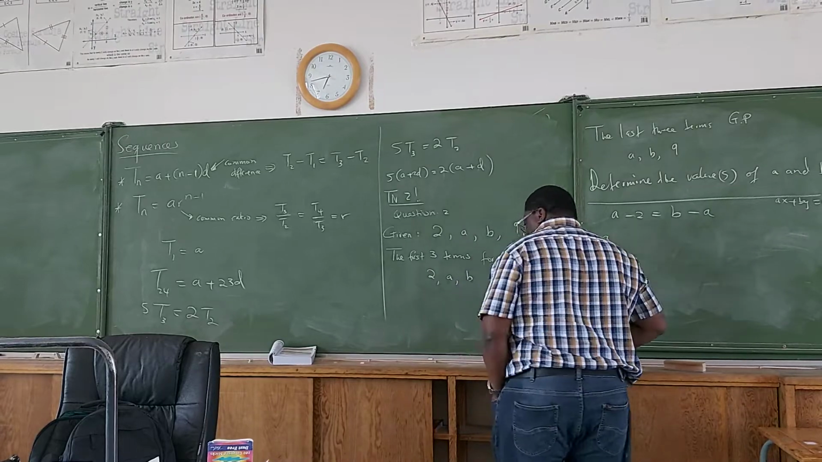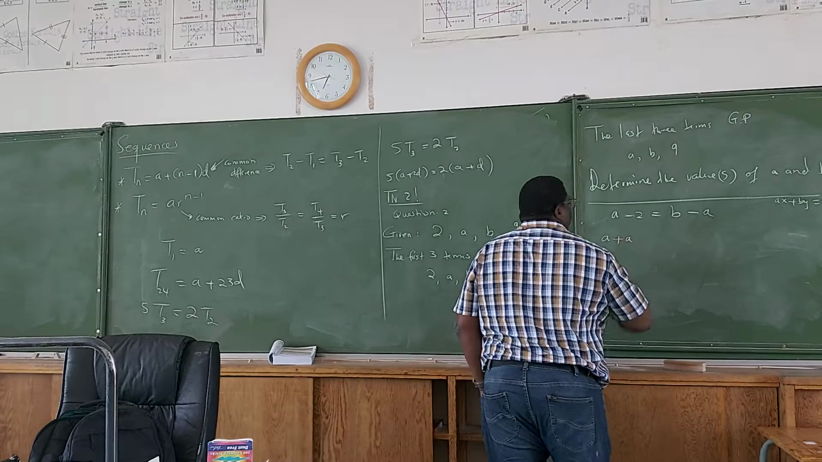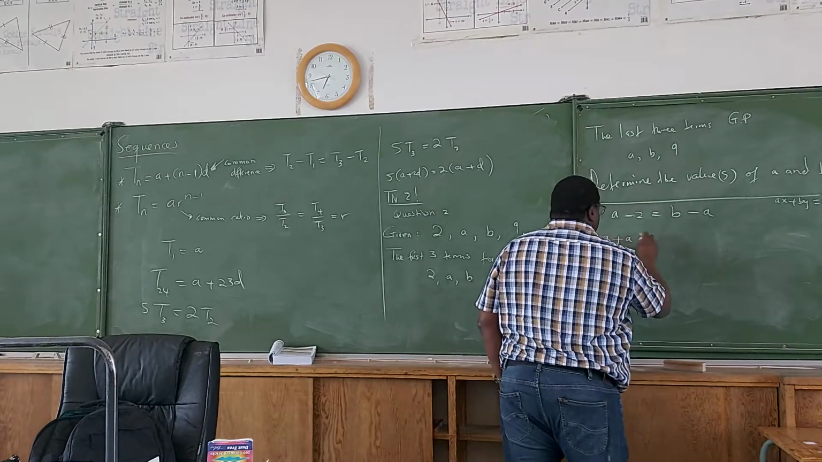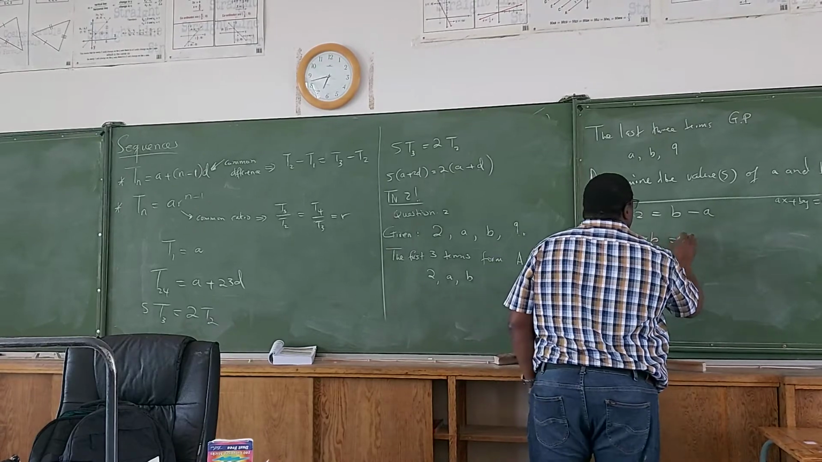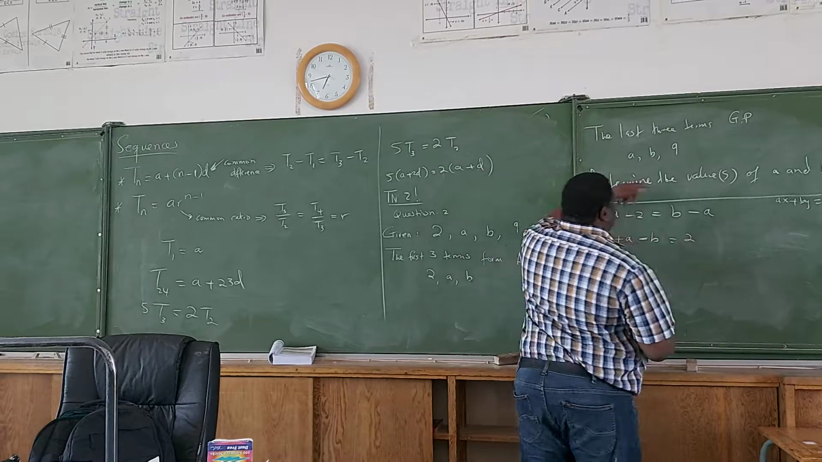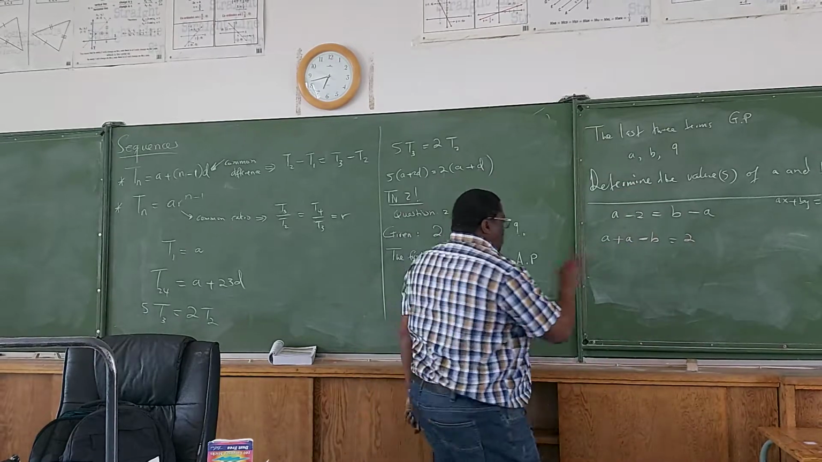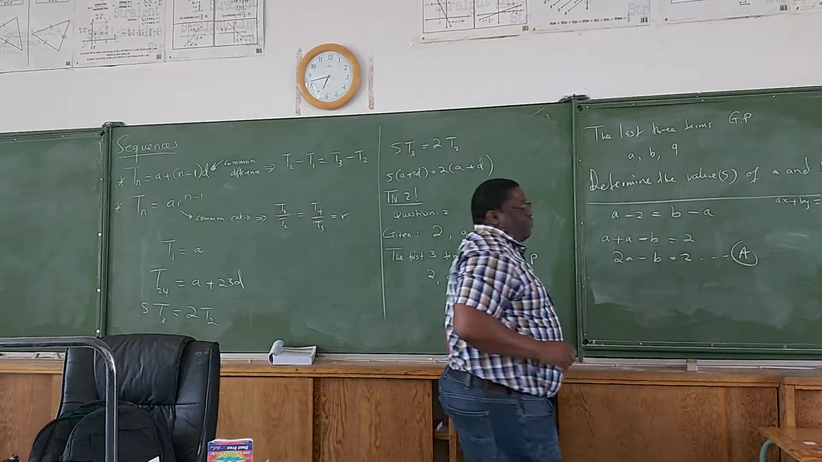So 2A. Let's play around with colors because some people wonder how did I get it? It's 2A minus B, this one also equals 2. Maybe this one also, because number 2 is positive here. Okay, so this equation is 2A minus B equals 2. This looks like something you can work with.